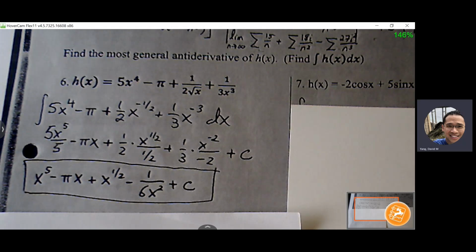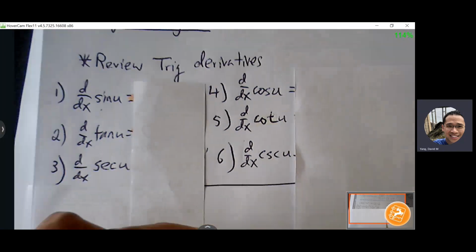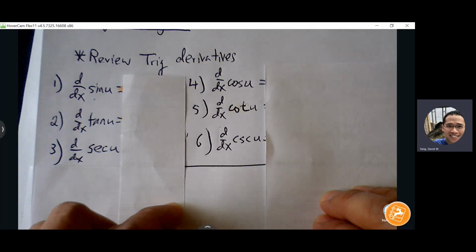Okay, number 7, antiderivative of trig functions. Let's find some empty space on your paper. Let's see if we can recall our 6 trig derivative rules.